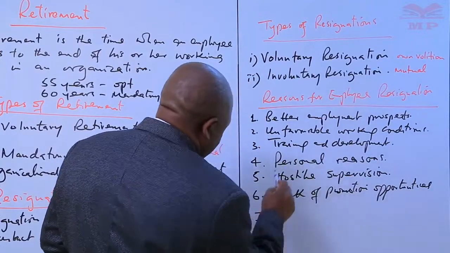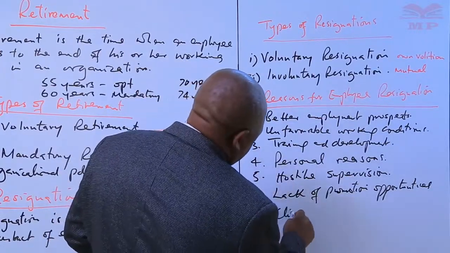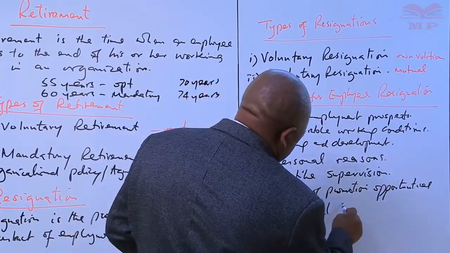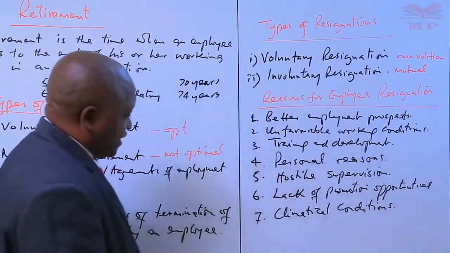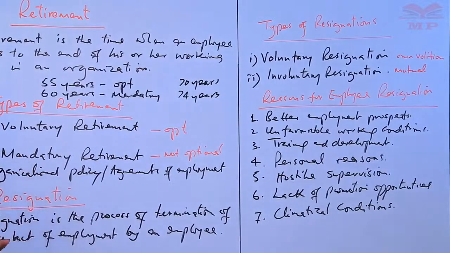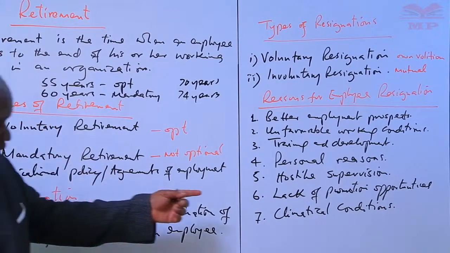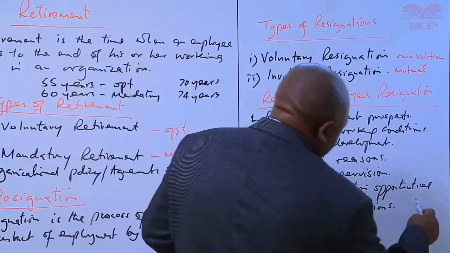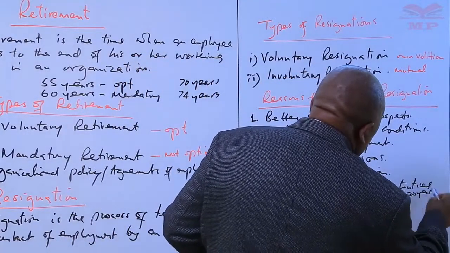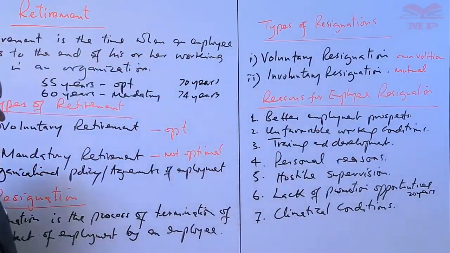Then number 7, climatical conditions. An employee may not be able to operate effectively in a given climatical condition or environment, and that could also lead an employee to move. Also, the aspect of lack of promotion opportunities. An employee has been in a given position maybe for 20 years, so that kind of worker may feel they may retire without accessing any promotional opportunity.